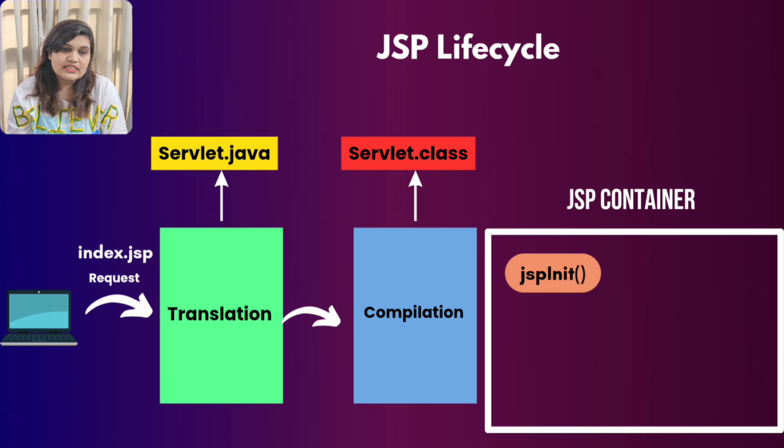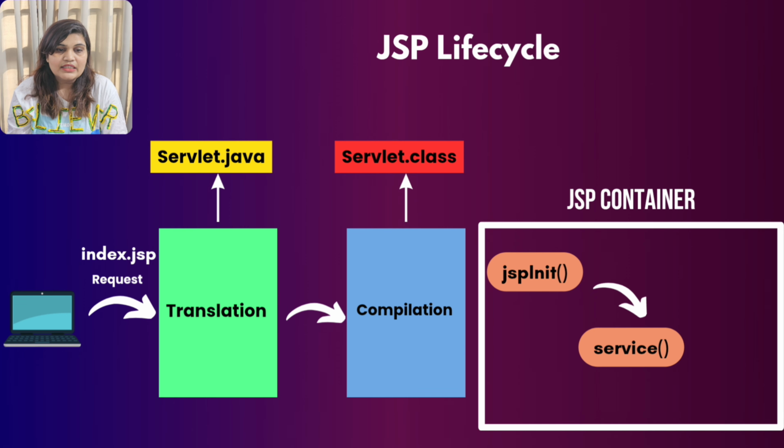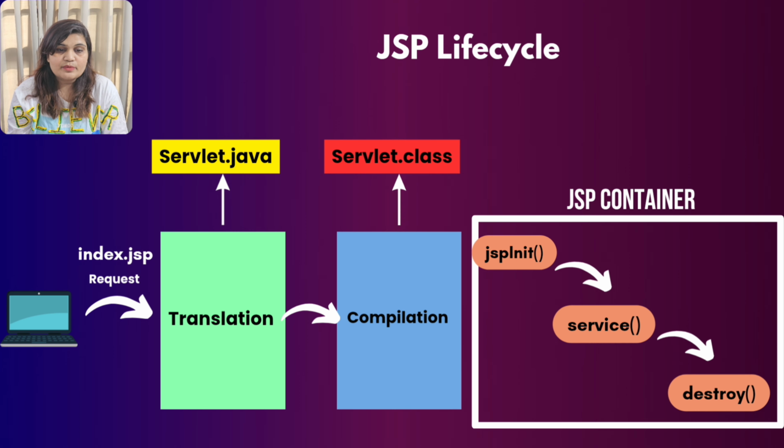Third, initialization. The JSP init method is called once when the JSP is initialized. Request handling. The service method is used to handle requests, just like in servlets. Destroy. When the JSP is removed from memory, the JSP destroy method is called to clean up resources.